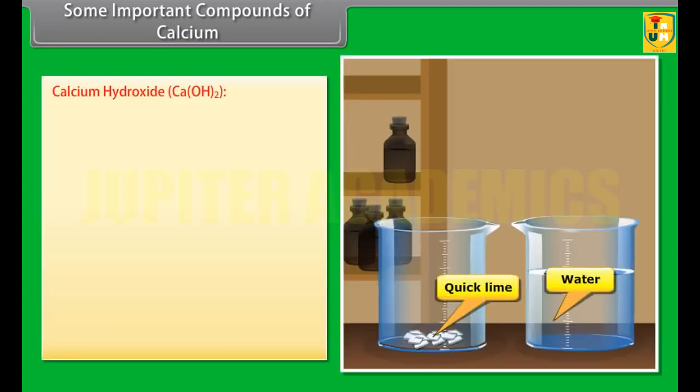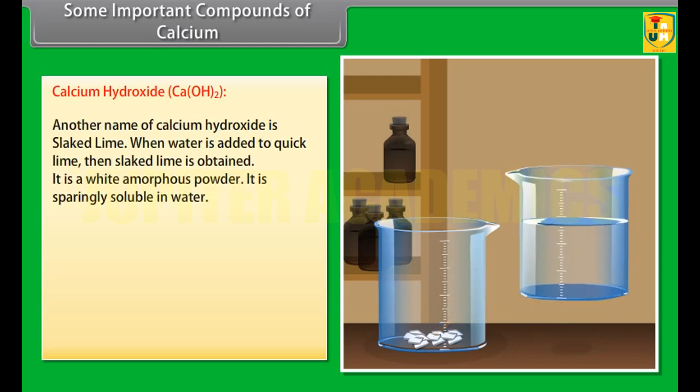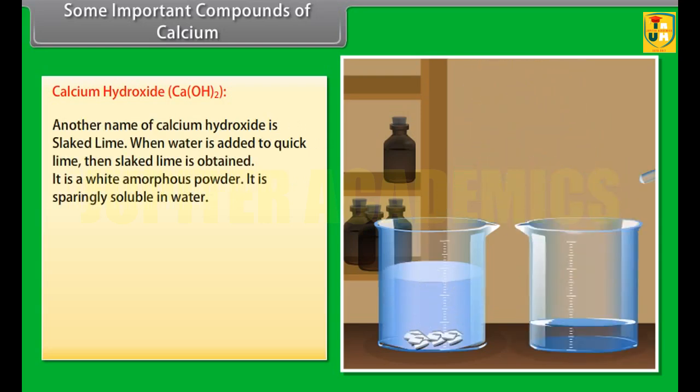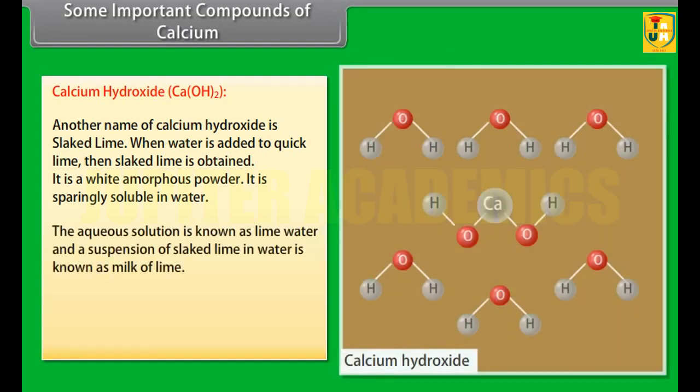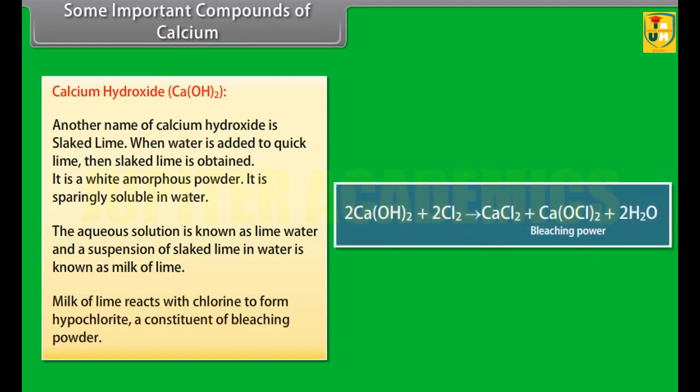Calcium hydroxide. Another name of calcium hydroxide is slaked lime. When water is added to quicklime, then slaked lime is obtained. It is a white amorphous powder. It is sparingly soluble in water. The aqueous solution is known as lime water, and a suspension of slaked lime in water is known as milk of lime. Milk of lime reacts with chlorine to form hypochlorite, a constituent of bleaching powder, plaster of Paris and cement.